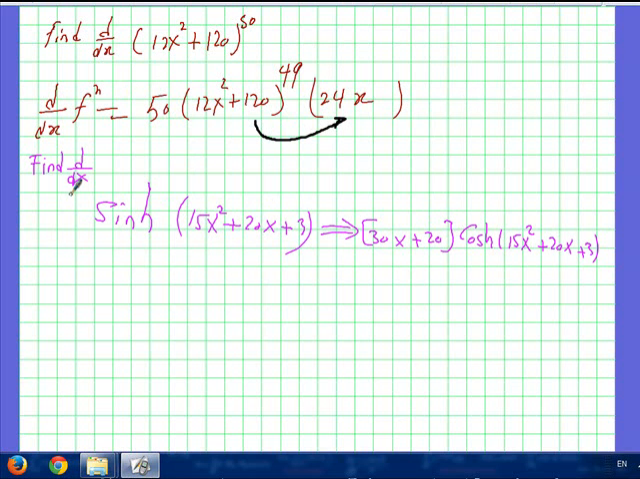If I asked you to find d by dx of sine of 15x squared plus 20x plus 3, it will be cosine of 15x squared plus 20x plus 3 multiplied by the derivative of this bracket, which will be 30x plus 20.